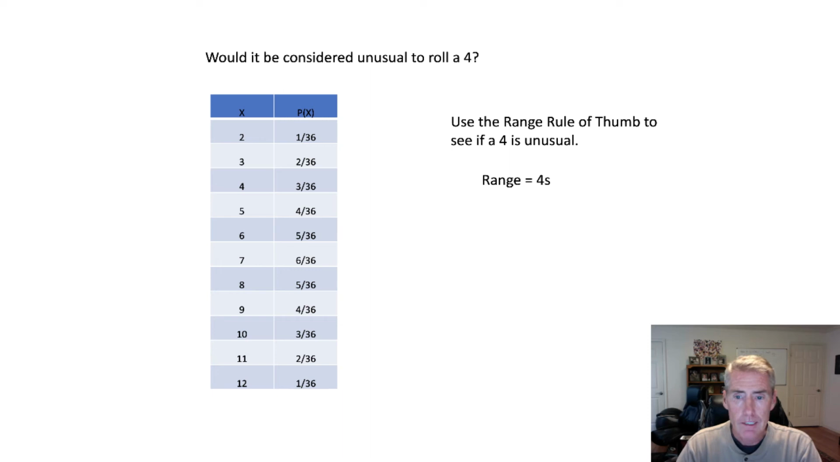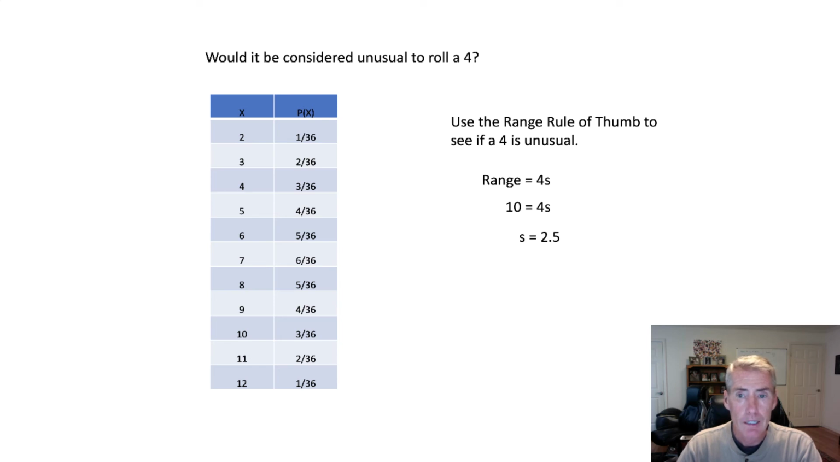The range rule of thumb is this basic formula right here, that the range is approximately equal to 4 times the standard deviation. So let's say that you didn't have time to find the standard deviation, then you could use this as an approximation. So the range means take the biggest score, which is 12, minus the smallest score, which is 2, and you subtract those, 12 minus 2, that's going to be 10. And now solve for s, so divide both sides by 4. And 10 divided by 4 is 2.5.